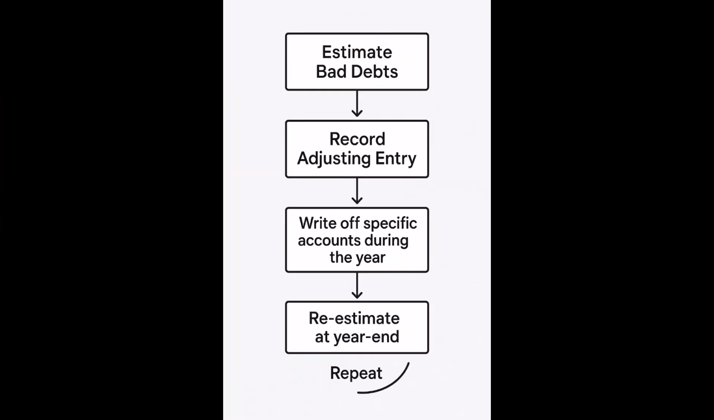To summarize, the allowance method is a dynamic process. We begin by estimating our bad debts and recording an expense. We then write off specific accounts against our allowance as they go bad. And at the end of each subsequent year, we re-evaluate our receivables and adjust the allowance to its new desired balance, with the amount of the adjustment becoming that year's bad debt expense. This ensures our financial statements always present a realistic picture of both our expenses and the net value of our receivables.